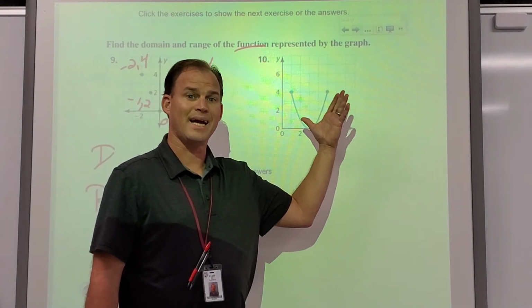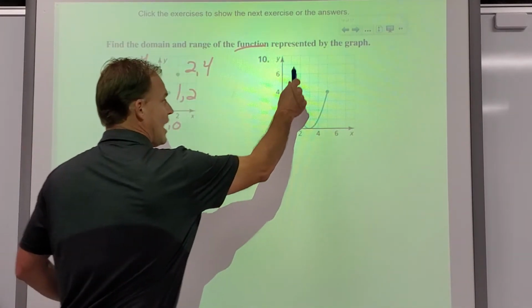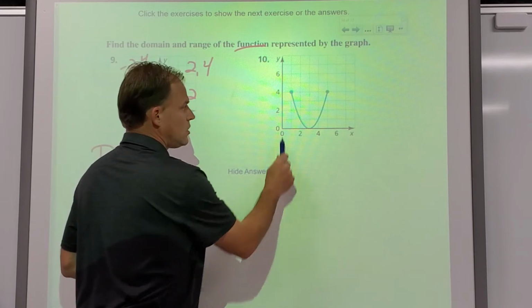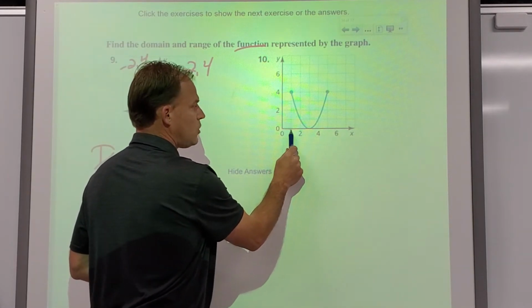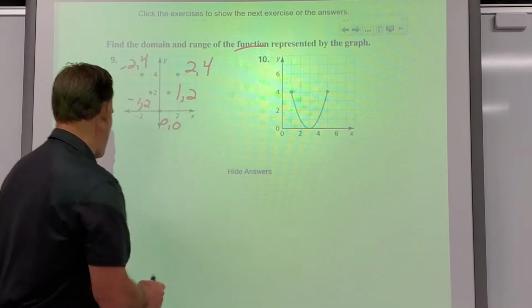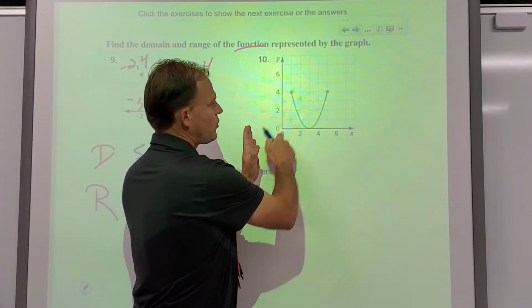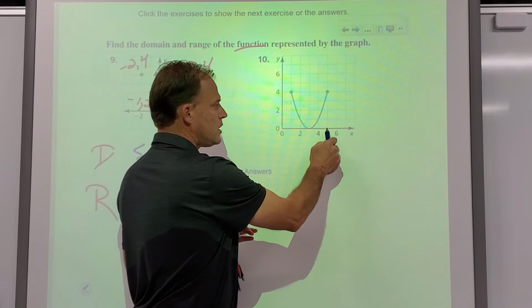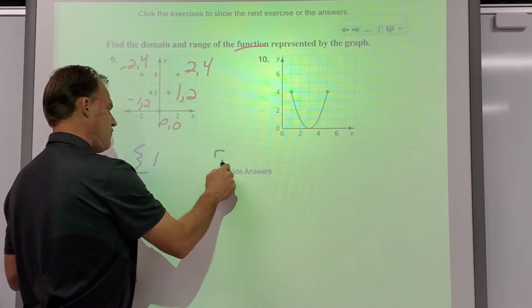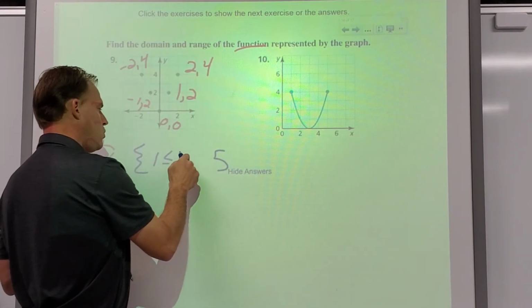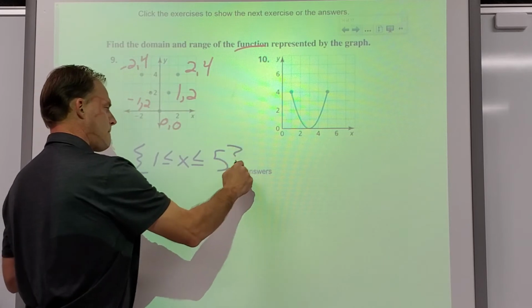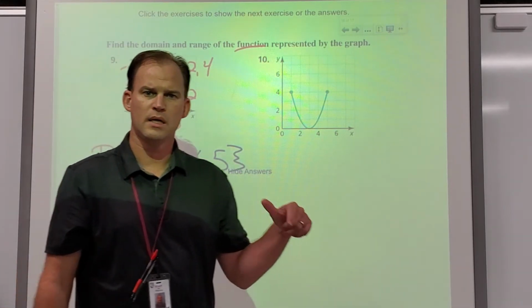Domain, x's. How far left does this go? Well, the leftmost point is right there at +1. The rightmost point is right there at +5. So I am between 1 and 5.